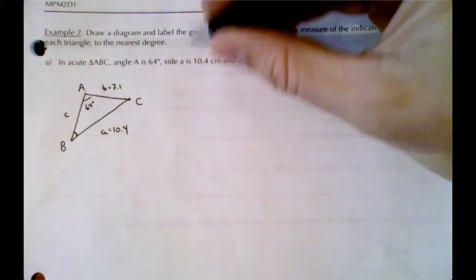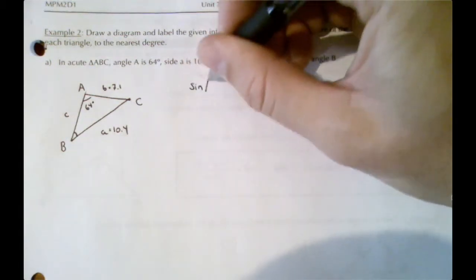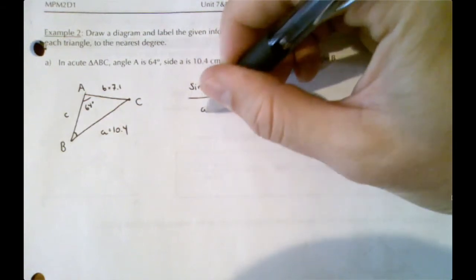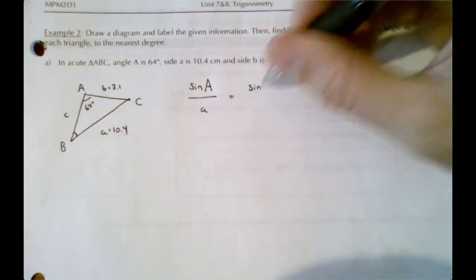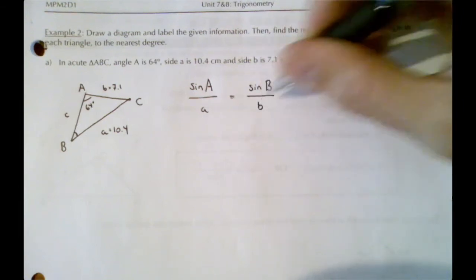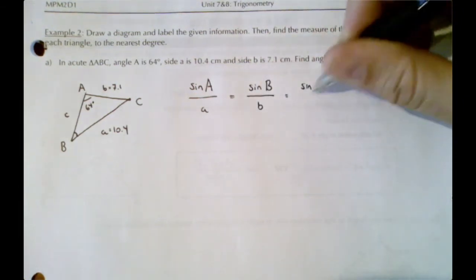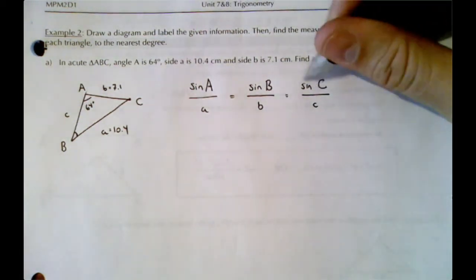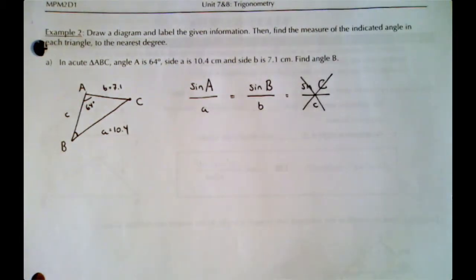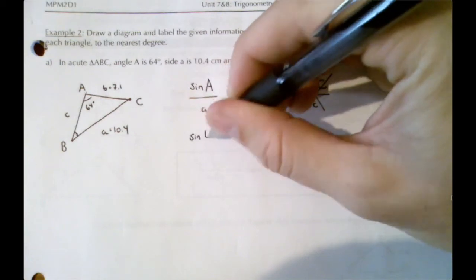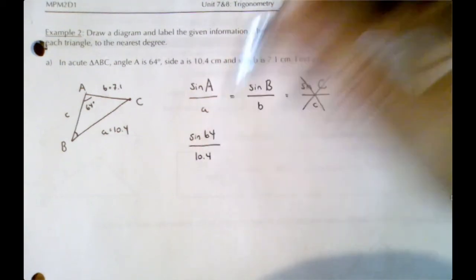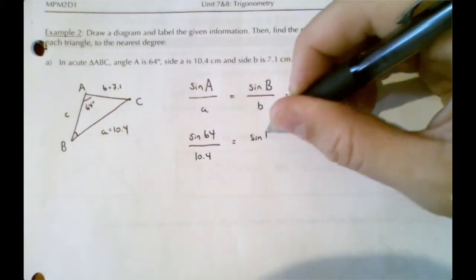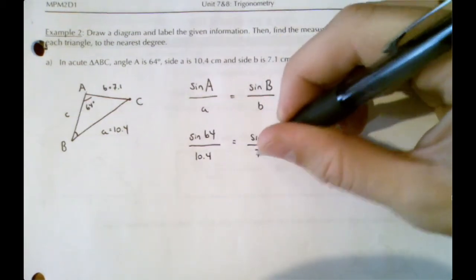So our sine law is going to look like this. Remember, angles go with the sine word. So sine A over a equals sine B over b equals sine C over c. We don't need the c parts because we're just working with a's and b's. You can actually get into the habit, if you know which two you're working with, you don't even have to write the third part. Now let's fill in what we know. We know angle A is 64. We know side a is 10.4. We don't know angle B, but we know side b is 7.1.